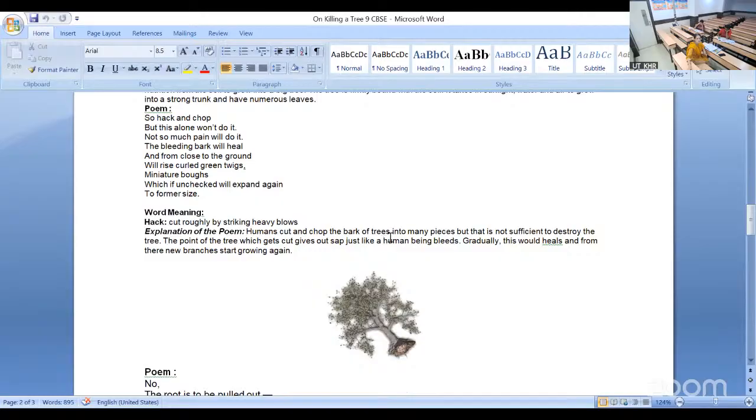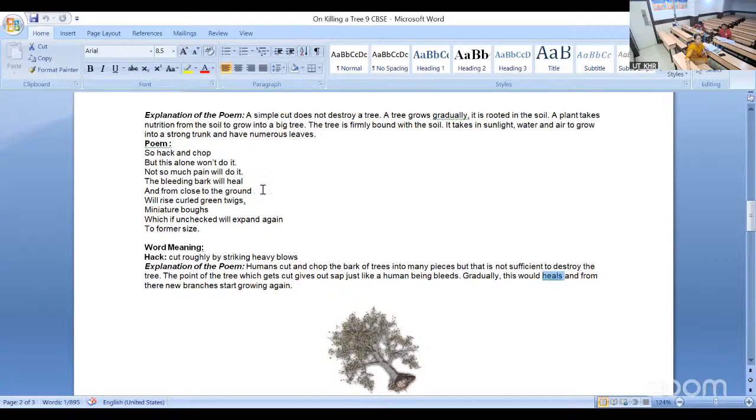Humans cut and chop the bark of trees into many pieces, but that is not sufficient to destroy the tree. The point of the tree which gets cut gives out sap. That is called sap, which is compared with the blood of humans, just like a human being bleeds. Gradually this wound heals. Of course there is pain, and sap comes out as if blood is coming out, but gradually it heals. And from there, new branches start growing again.